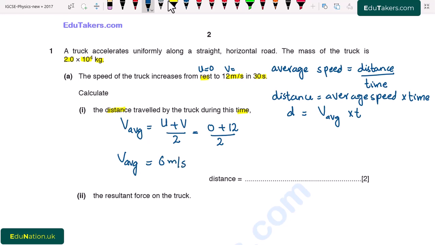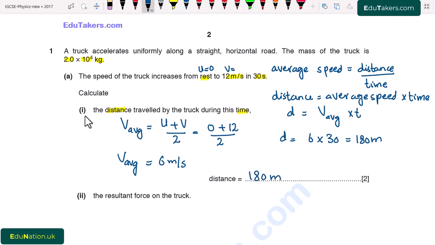So it is the value of average speed. We use this value and find out the distance. So I write here distance is equal to 6 multiplied by time, which is 30 seconds. So it is equal to 180 meters. Distance is equal to 180 meters.